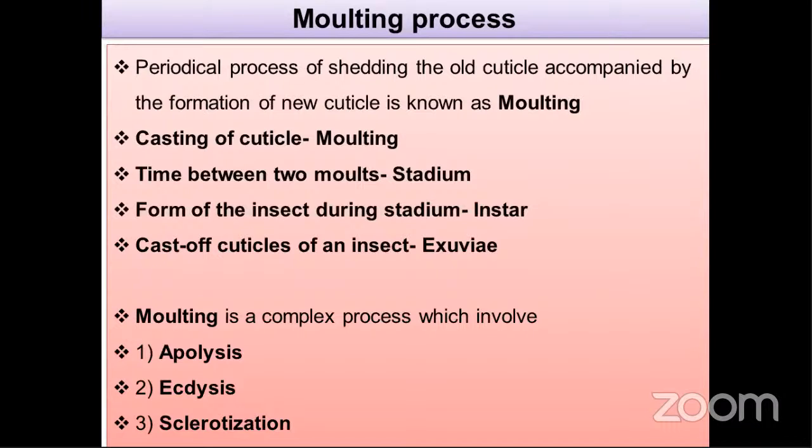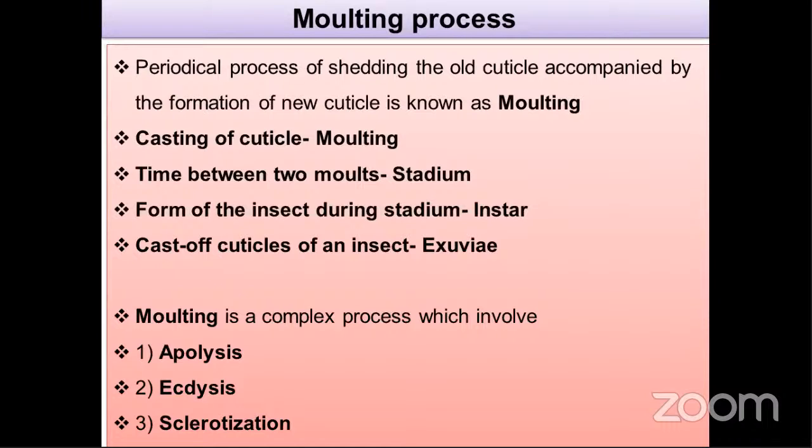The periodical process of shedding the old cuticle, accompanied by formation of new cuticle, we also call molting or ecdysis. It is a periodical, step by step process. Shedding the old cuticle and formation of new cuticle we call molting, and casting of cuticle we also call molting. You can remember these points also. So for molting, there are three definitions.